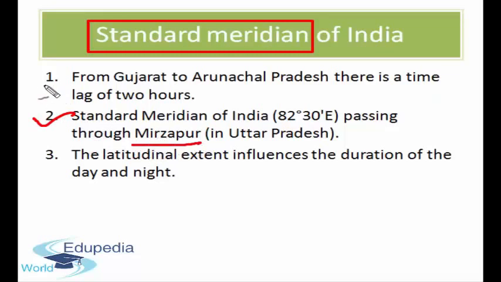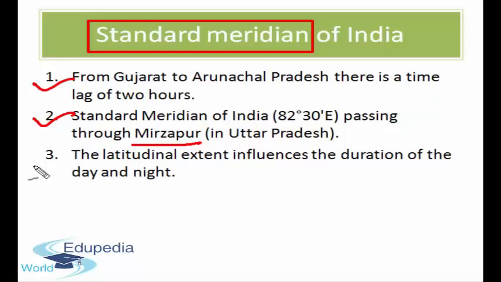And the reason we have chosen this place as a standard meridian is because if you see from Gujarat to Arunachal Pradesh, in India there is a time lag of 2 hours. And we could have easily taken 2 Indian standard meridians for our country. Because if you see, a country of the size of Russia, they have almost 10 time zones. Hence, we could also have more than one standard meridian of India.